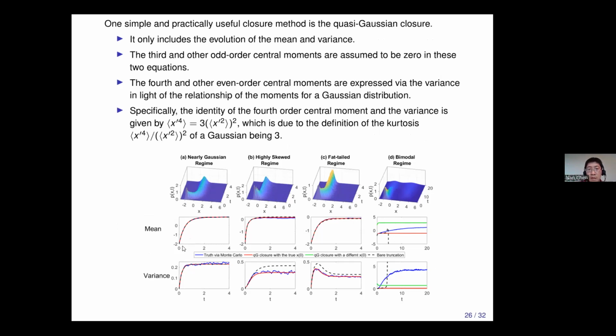But if you are in a nearly Gaussian region, sure, you will do very well. If you are in a highly skewed region, your mean can be pretty good, but your variance will be biased a little bit. If you are in the fat tail region, it's similar. Your mean is perfect, your variance is slightly biased, but still they are much better than this black curve, which is bare truncation, which means you don't have a closure. You just ignore them. Think about this as an analog of the Galerkin truncation, right? Even in this simple case, you can see this Galerkin truncation works pretty badly.